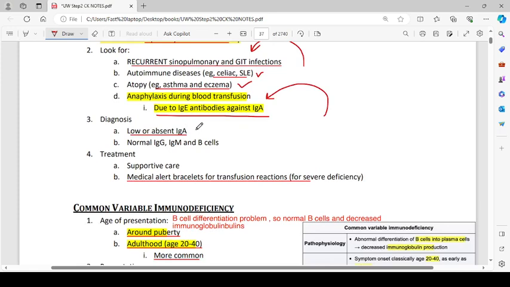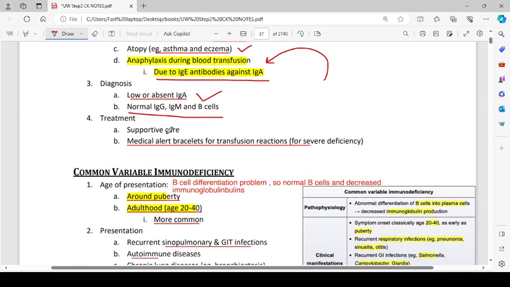Diagnosis: low or absent IgA, normal IgG, IgM, and B cells. Treatment: supportive care, and medical alert bracelets for transfusion reactions in severe deficiency. So these people must have some tattoo or some medical bracelet which tells that they have IgA deficiency.